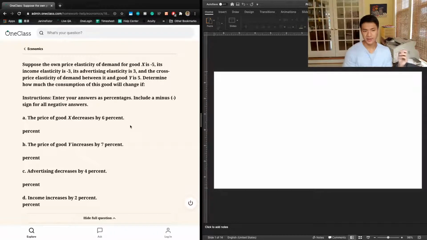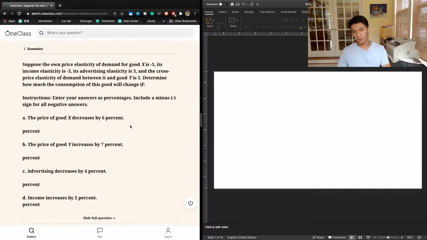The first question says, suppose the own price elasticity of demand for good X is -5, its income elasticity is -3, and its advertising elasticity is 3, and the cross price elasticity of demand between it and good Y is 5. Determine how much the consumption of this good will change if, and the instructions are to enter your answers as percentages, include a minus sign for all negative answers. A says that the price of good X decreases by 6%. B says the price of good Y increases by 7%. C says that advertising decreases by 4%. And D says income increases by 2%.